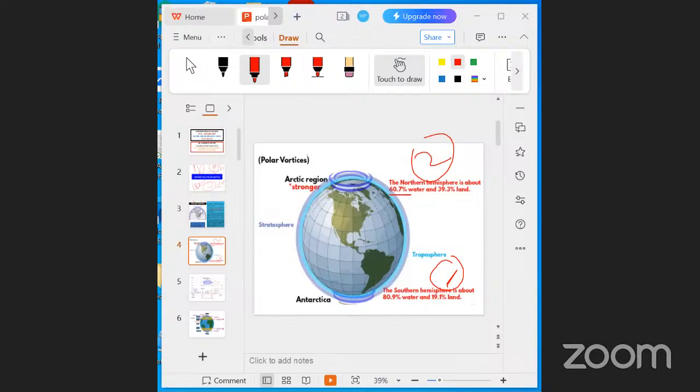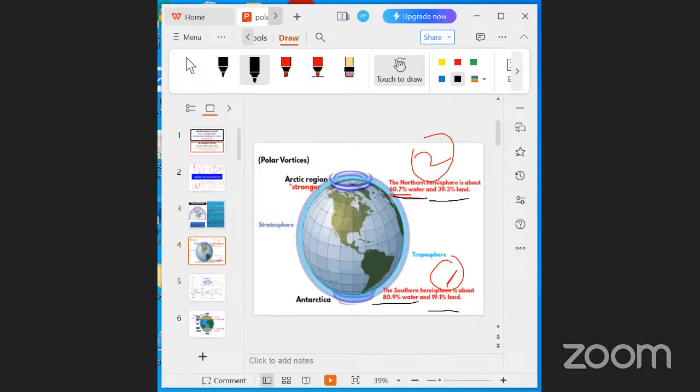The Northern Hemisphere is about 60.7% water and 39.3% land. And the Southern Hemisphere is about 80.9% water and 19.1% land.